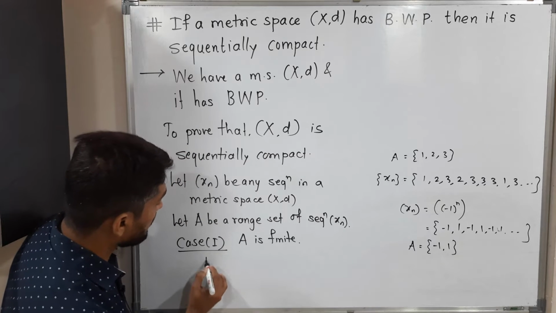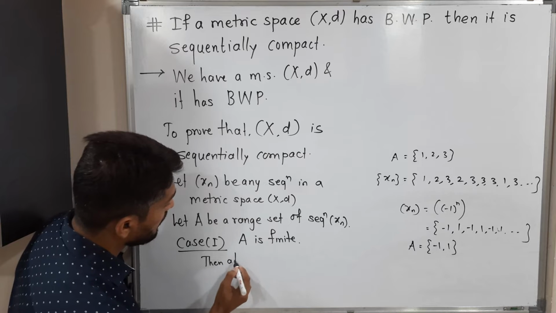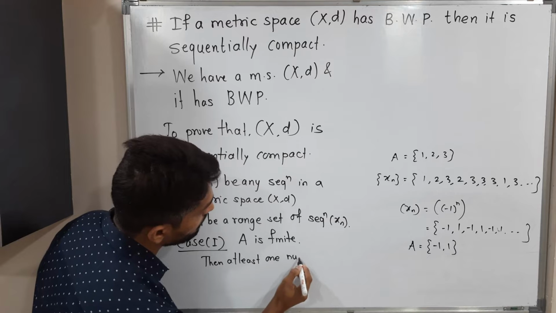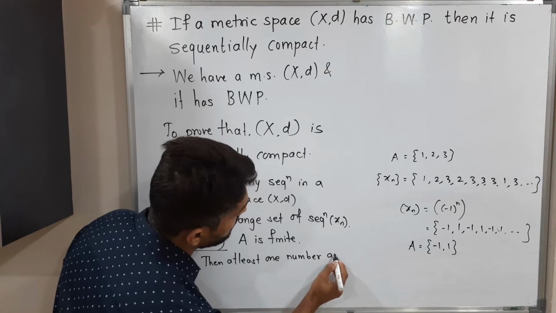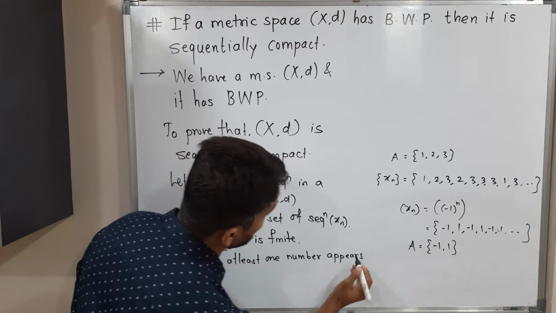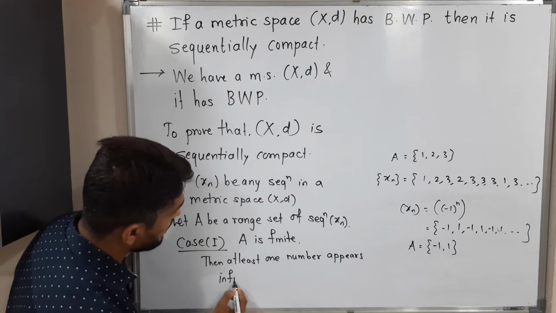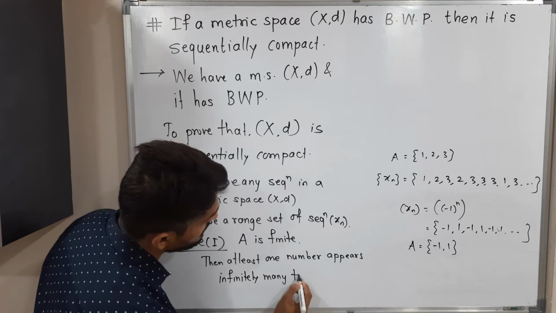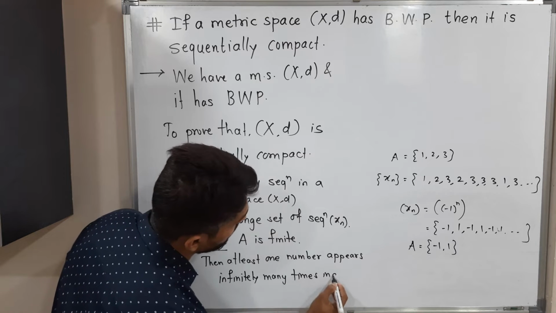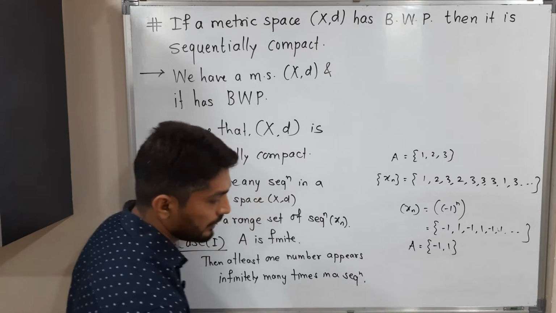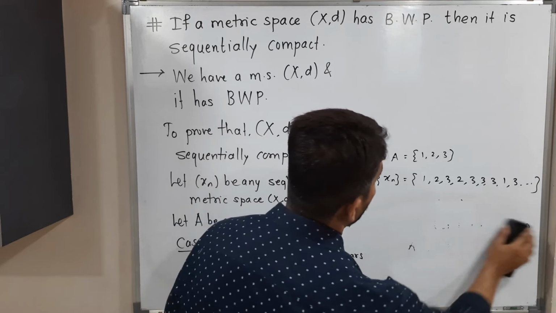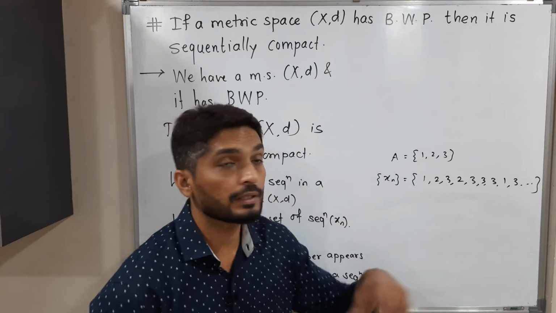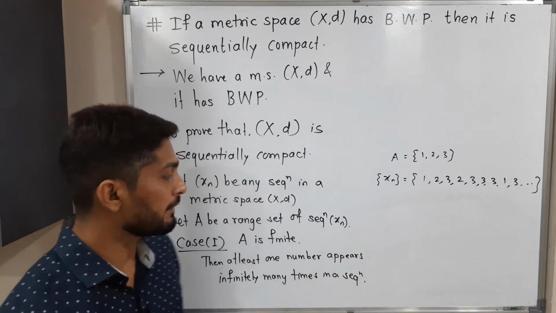Okay. So A is finite. So then at least one number appears infinitely many times in a sequence. Getting? So the range set is finite. That means at least one number is appearing infinitely many times. You can see here the 3 is appearing infinitely many times in this example I have taken.